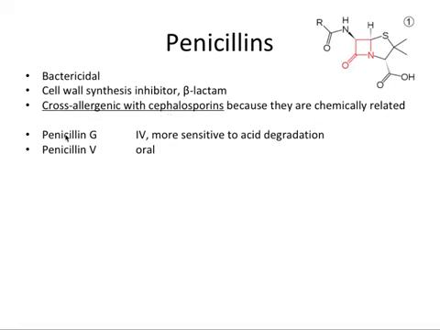Okay, so now for some specifics. We have penicillin G, which is administered IV. That means intravascularly, so you'd have to start an IV and inject it into the patient. And it's administered IV because it's more sensitive to acid degradation. So penicillin G, if you were to take it orally, would be rapidly broken down by the stomach acids, and so it has to be taken IV. Whereas penicillin V is actually taken orally, because it's less sensitive to acid degradation.